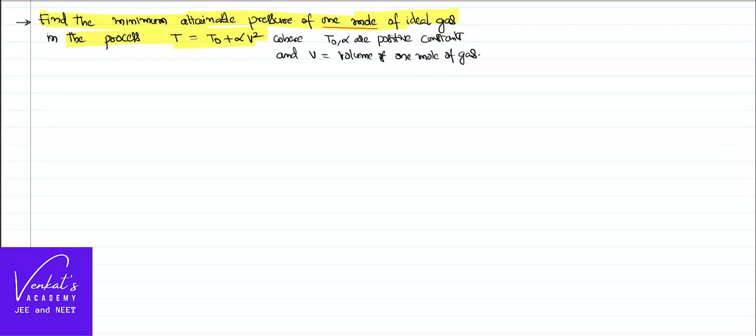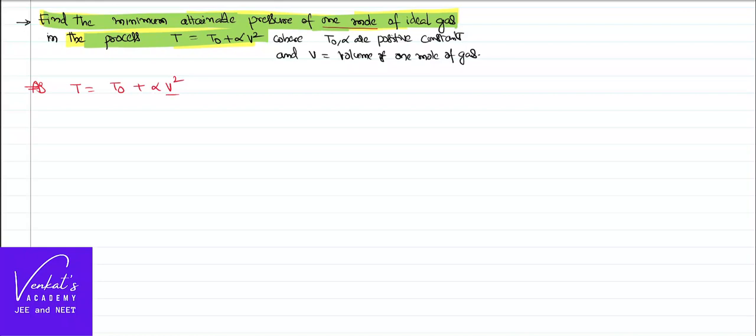Here in this video, we are solving a problem to find the minimum attainable pressure of 1 mole of an ideal gas which follows a condition like this: T equal to T naught plus alpha V square, where V is the volume. So, first I shall get an equation for pressure. What is given is that temperature is T naught plus alpha V square.